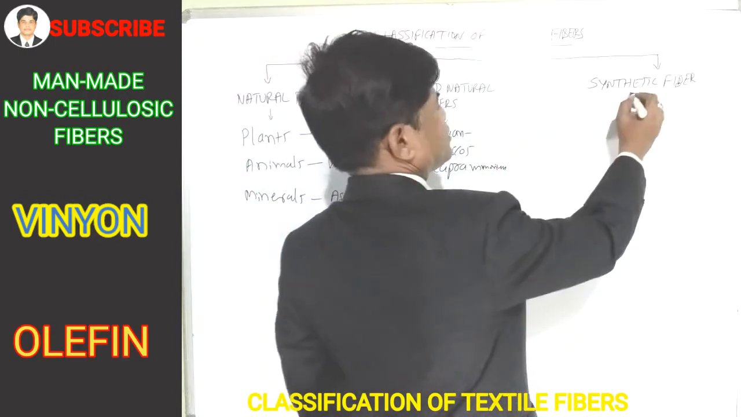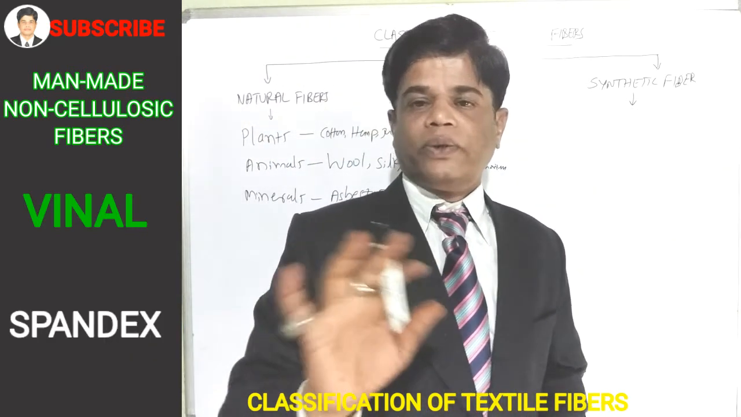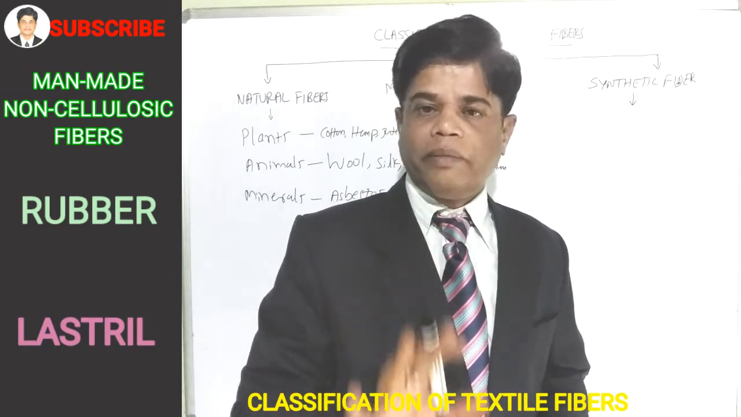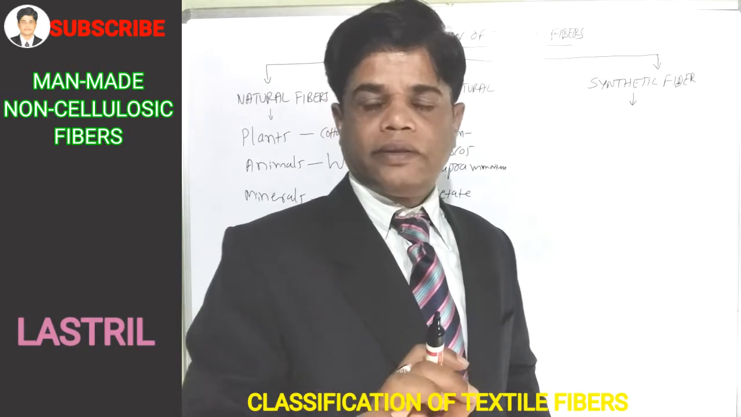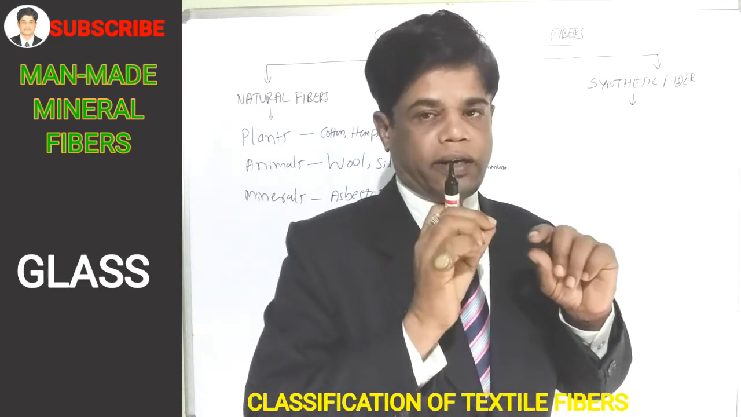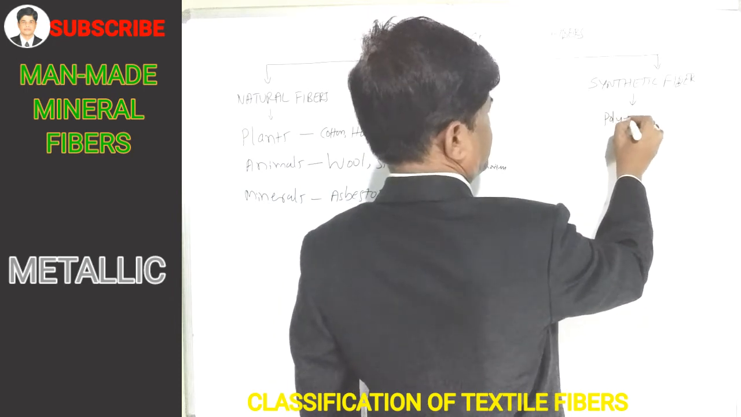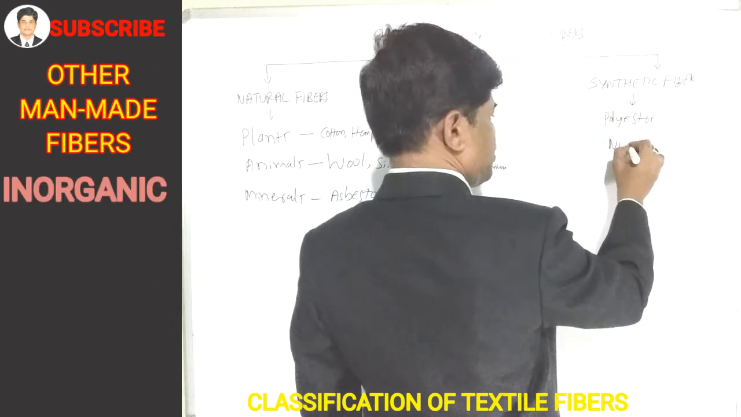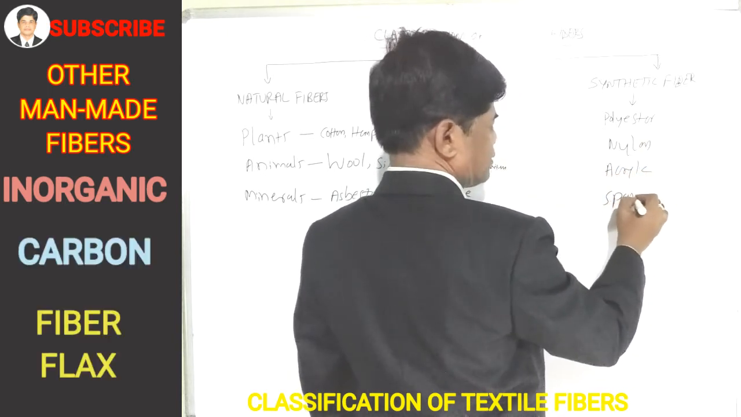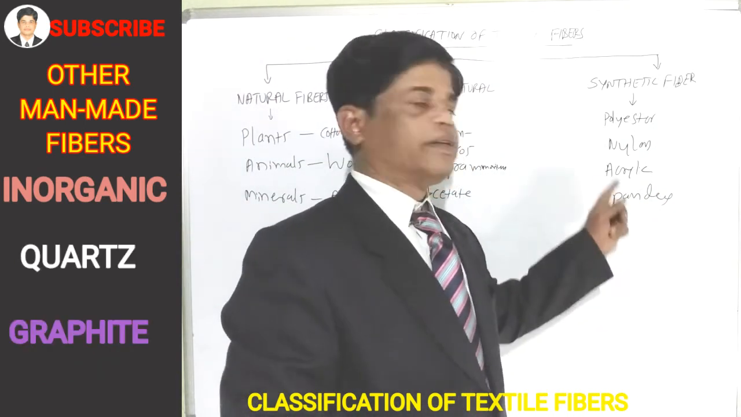Then synthetic fibers. In these synthetic fibers, no natural substance is used. The raw material is chemistry. Using chemical elements, chemicals are synthesized and drawn into fibers. The examples are polyester, nylon, acrylic, spandex. Many are there. These are synthetic fibers.